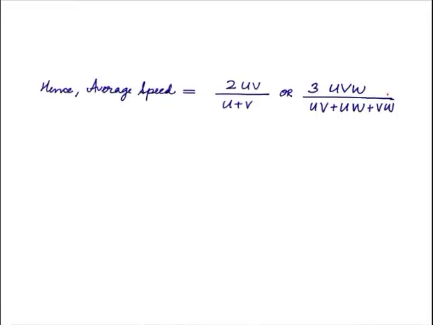Hence, average speed will be 2uv upon u plus v when we have two speeds under consideration, or 3uvw upon uv plus uw plus vw when we have three speeds under consideration. I hope this concept of average speed is absolutely clear, and the formulae can be used directly to solve any kind of question based on this. Let us move on to a fresh new concept.